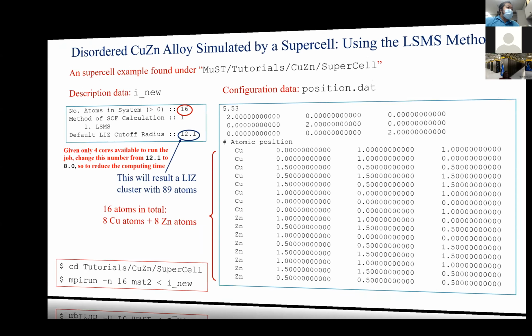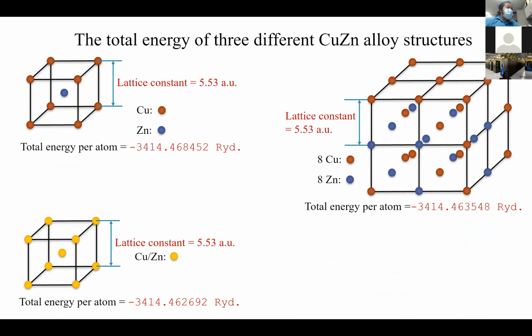Anyway, how do we compare these 3 different calculations? Of course, for the B2 structure, we use the KKR method, and we get a number like this.